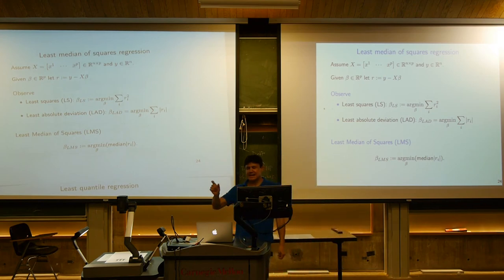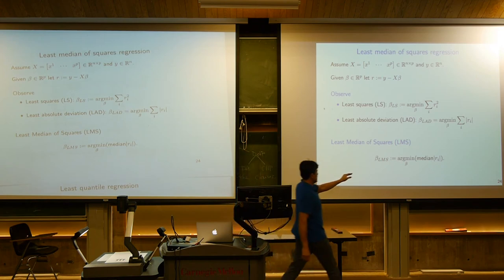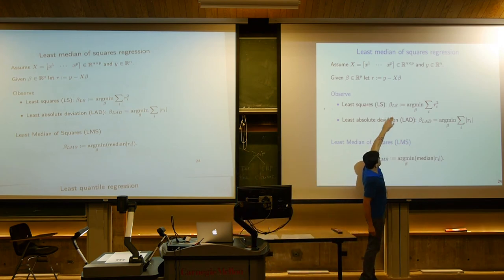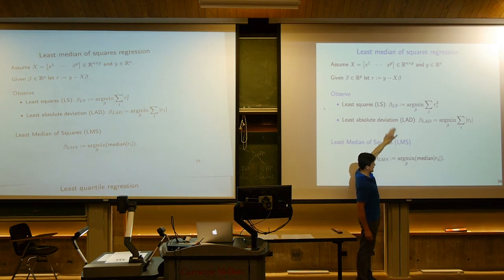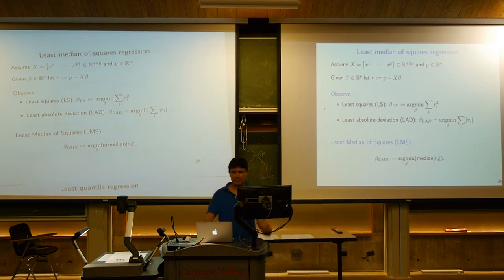Now, that's nice from the point of view of the robustness property. But the downside is that finding it, in contrast to finding the least squares or the least absolute deviation estimators, which are relatively manageable convex optimization models, this one is a difficult problem. It's an NP-hard problem.